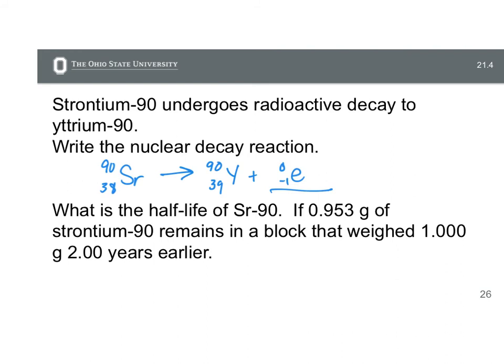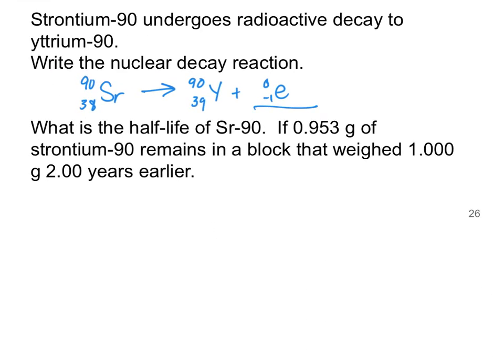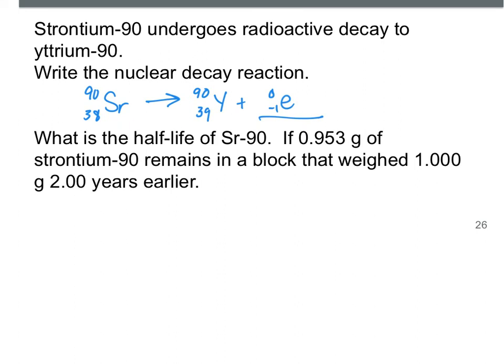Okay. The next thing, what is the half-life of strontium-90? That's going to be our goal. And we have some information to help us get there. And that is, if we take 0.953 grams of strontium-90, we find that that is the amount that remains in a block that originally weighed 1 gram 2 years earlier. So from that, we're going to try to figure out our half-life. So I'll let you work on that just for a few minutes.